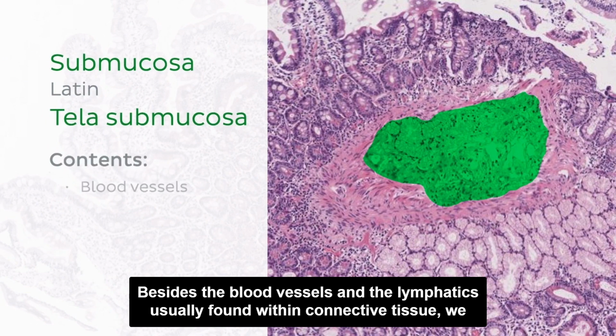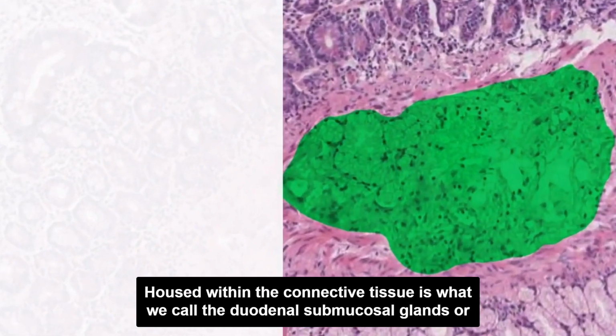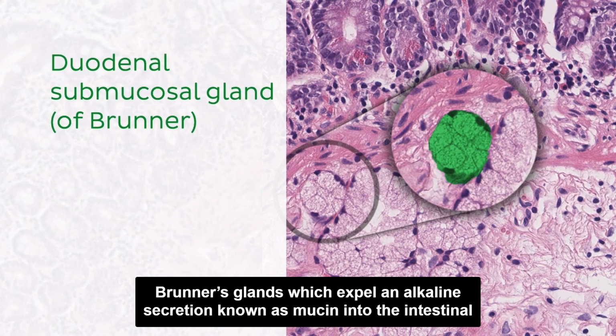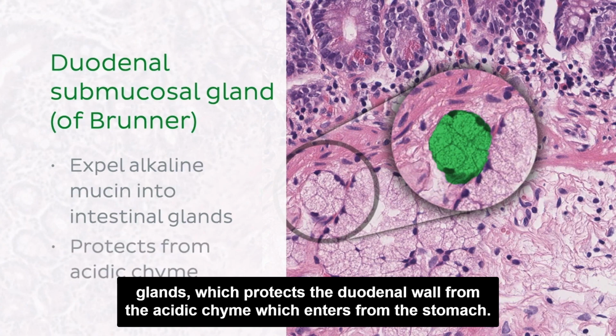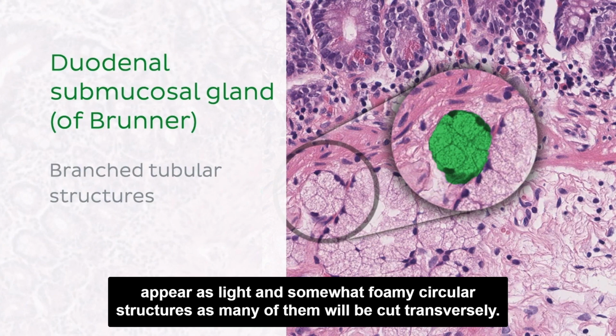Besides the blood vessels and the lymphatics usually found within connective tissue, we have something pretty unique in the submucosa. Housed within the connective tissue is what we call the duodenal submucosal glands, or Brunner's glands, which expel an alkaline secretion known as mucin into the intestinal glands, which protects the duodenal wall from the acidic chyme which enters from the stomach. The duodenal glands are branched tubular structures, but in an H&E section they'll usually appear as light and somewhat foamy circular structures, as many of them will be cut transversely.